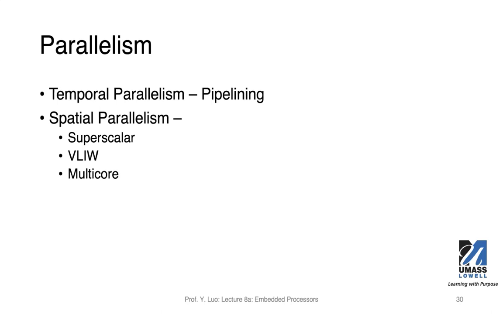Spatial parallelism really is about how you can execute multiple instructions at the same time using either multi-core, or very long instruction word, where you can embed different instructions in one long word, or superscalar machines, processors that schedule multiple instructions so they can be on the fly, being executed before any of them are committed or finished. So those are more related to some design options for microprocessors and microcontrollers.